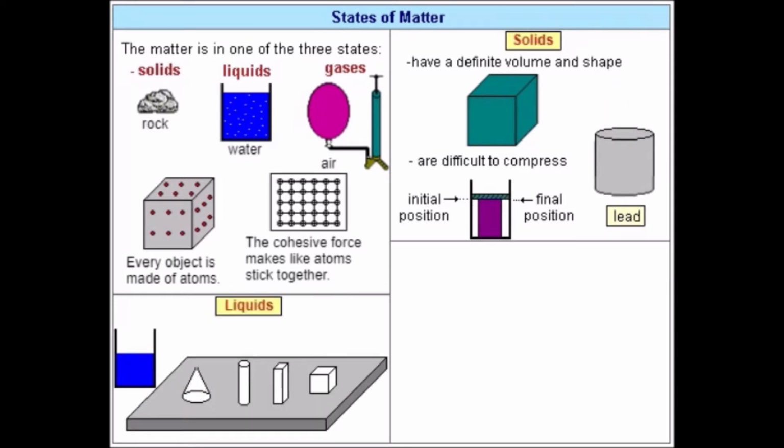Liquids. A liquid has a definite volume, but not a definite shape. A liquid takes the shape of the container it is poured into. Sometimes the term fluid is used for liquids because they flow, because they are not rigid.